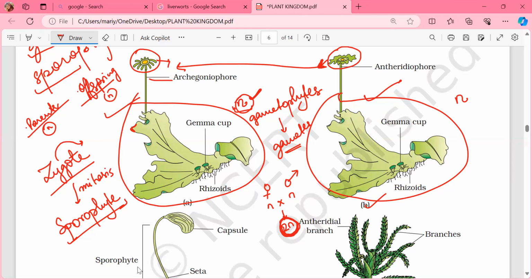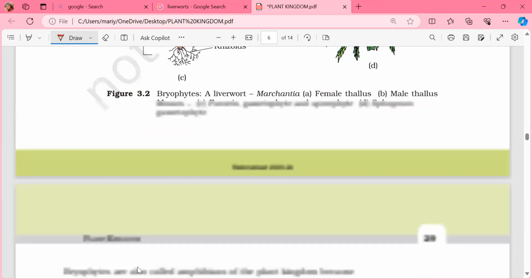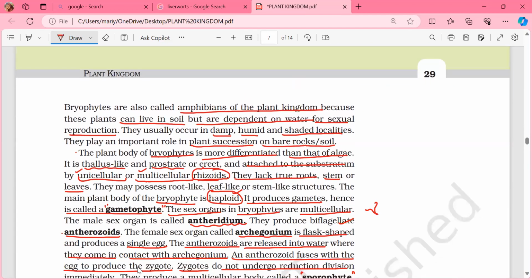See, listen. When the zygote is formed, normally it has to undergo meiosis. Then only can it get the n, right? From the 2n. But it does not undergo meiosis immediately. Rather, it forms the sporophyte first. And this sporophyte is 2n.